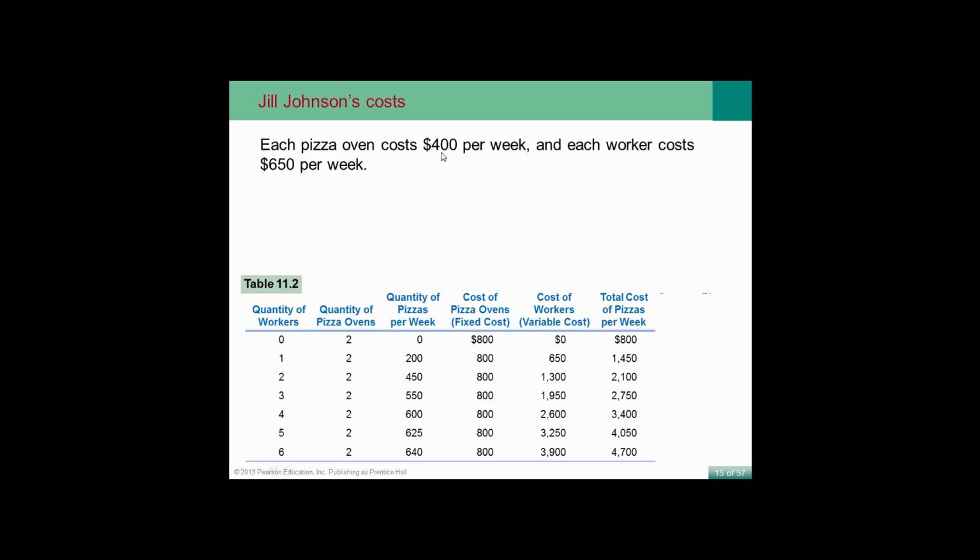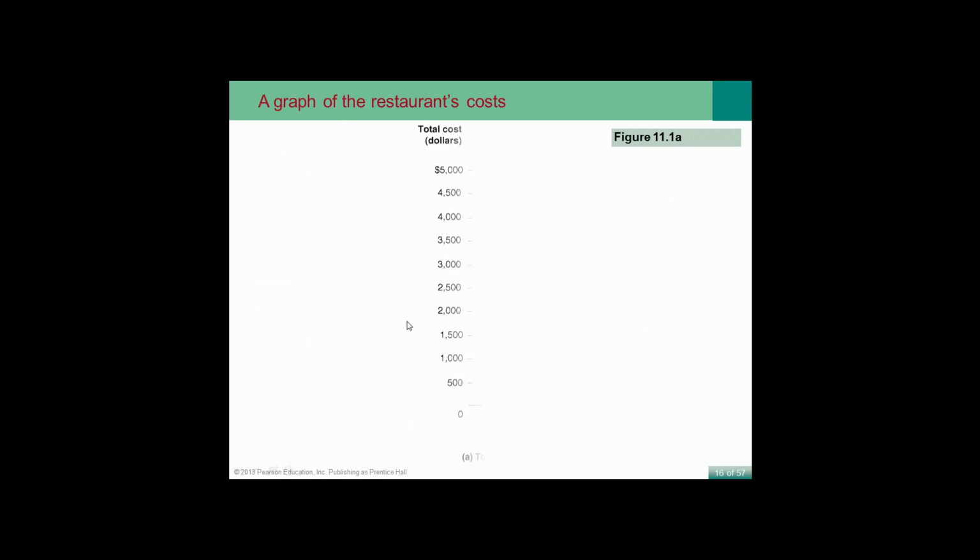Each pizza oven costs $400 per week, and each worker costs $650 per week. So now we're going to figure out the firm's cost. The firm has a total of $800 in fixed costs, and it goes up by $650 per employee. So even at 0 pizzas, there's still a cost, because we have a fixed cost. At 1 worker and 200 pizzas, the ovens cost $800 and the worker costs $650. Total cost per week, $1,450. And it continues to go up from here.